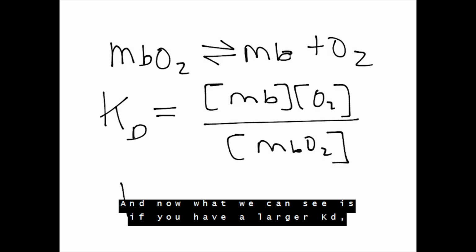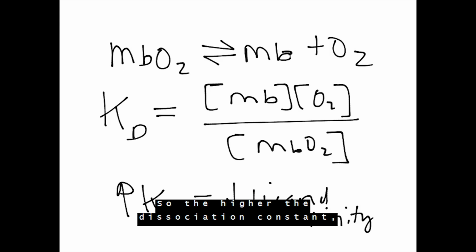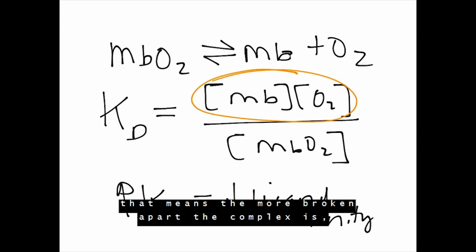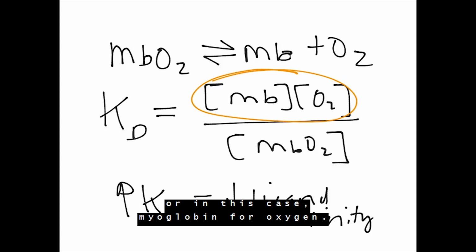Now what we can see is if you have a larger Kd, that means you have less ligand affinity. The higher the dissociation constant, the more broken apart the complex is, the greater the individual reactants. So you have a lower affinity of that protein for ligand, or in this case, myoglobin for oxygen.